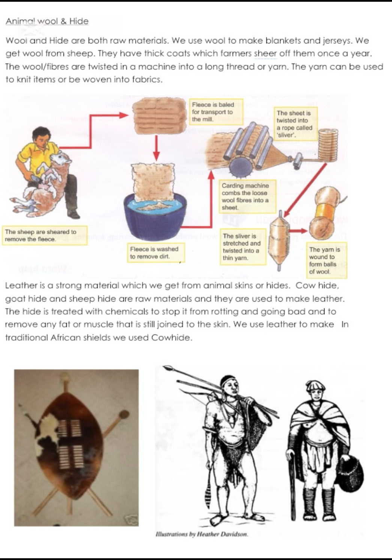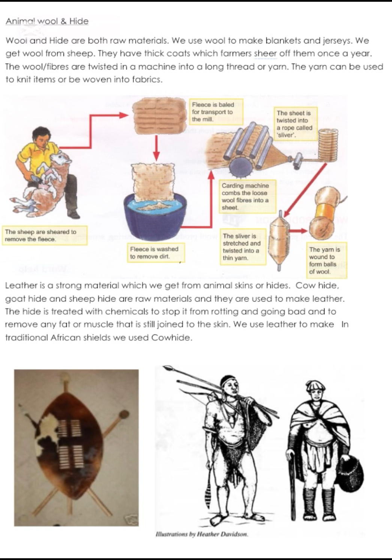Animal wool and hide. Wool and hide are both raw materials. We use wool to make blankets and jerseys. We get wool from sheep. They have thick coats which farmers shear off them once a year. The wool or fibers are twisted in a machine into long threads of yarn. The yarn can be used to knit items or be woven into fabrics.